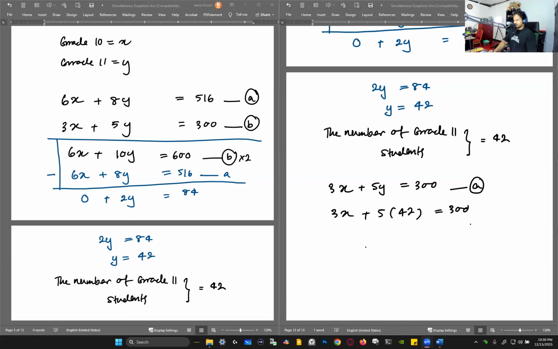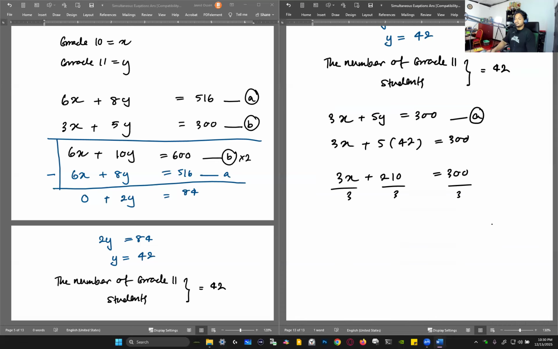5 into 42 obviously is 210. All right, 300. I can even divide all terms by 3. I can divide all of the terms by 3. 3x divided by 3 is x. 210 divided by 3 is obviously 70. 300 divided by 3 is 100. This means x equals 30. This means the number of grade 10 students is 30.